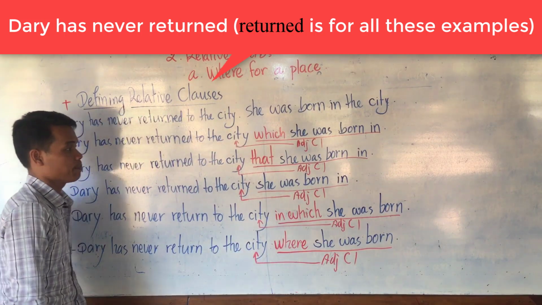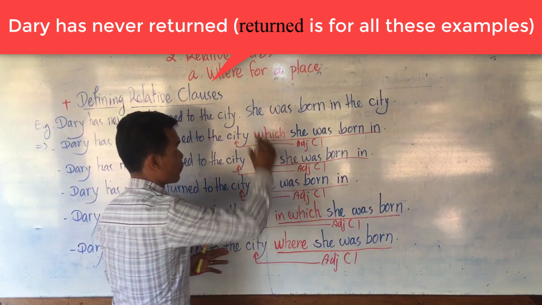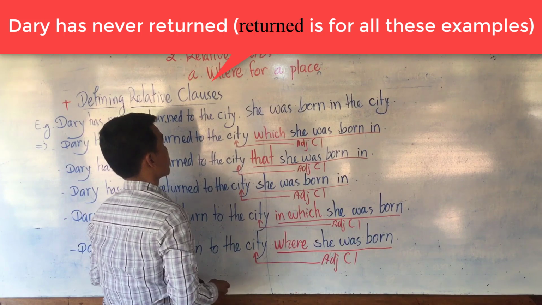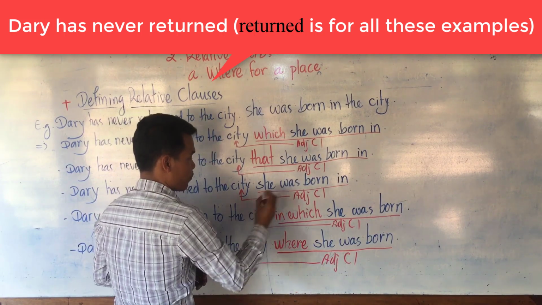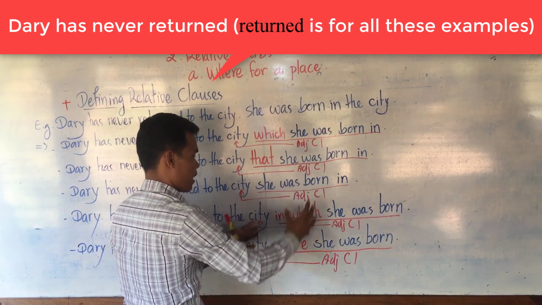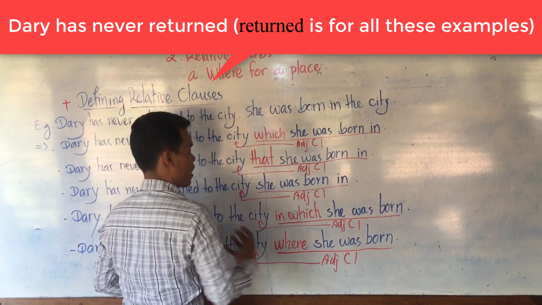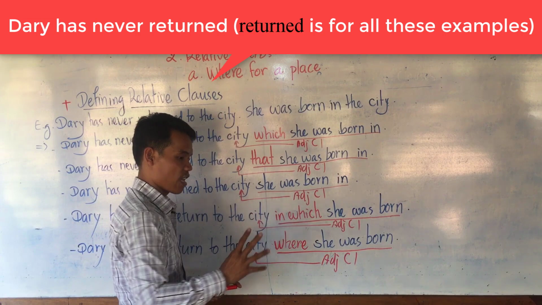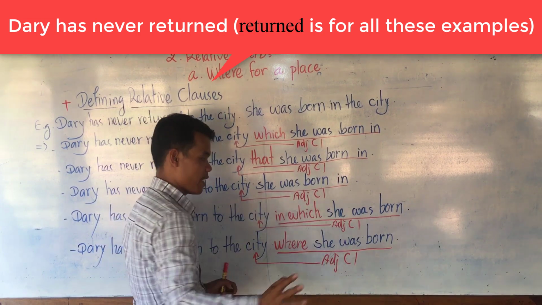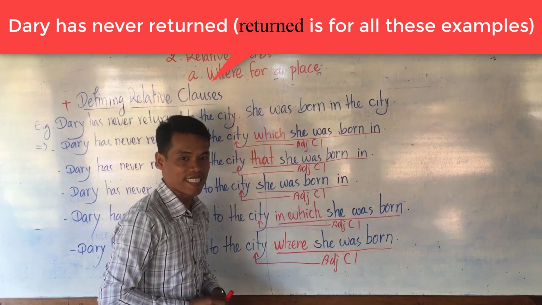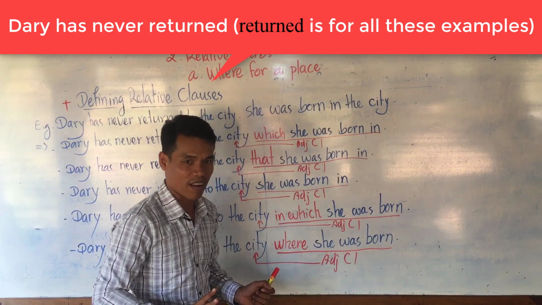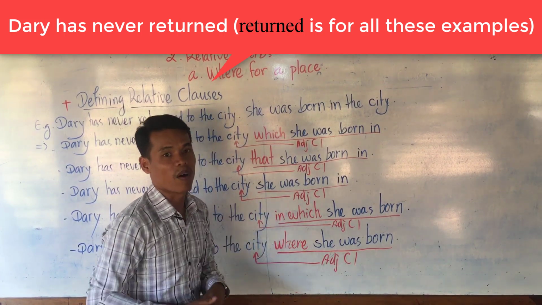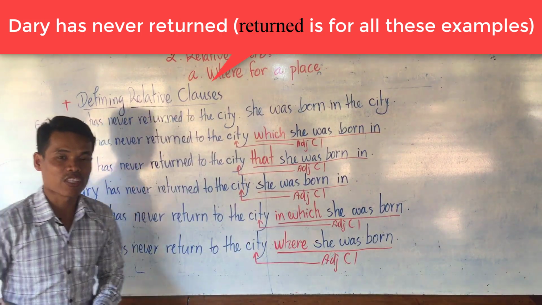So again, in order to use where for a place in our adjective clause, where here is called a relative adverb. First, you have to think of the relative pronoun as an object of preposition. If the relative pronoun is not an object of preposition, it means that nowhere in that clause can you use where, because where comes from in which, at which, or on which. Does it make sense, everyone?